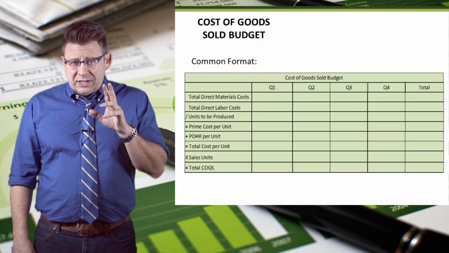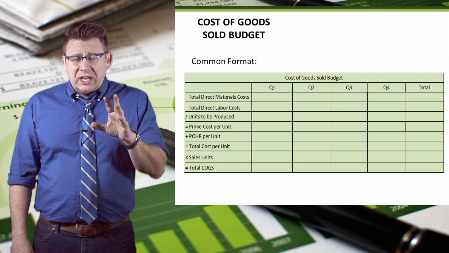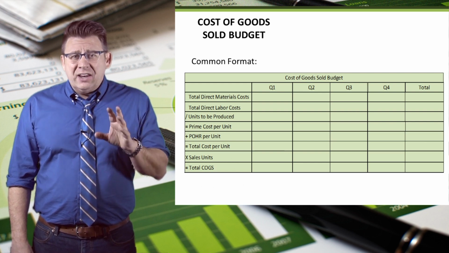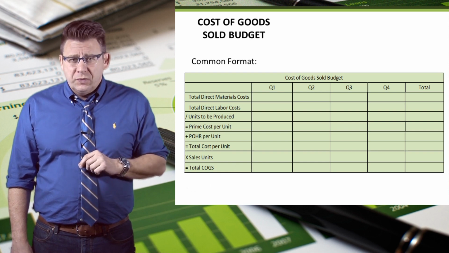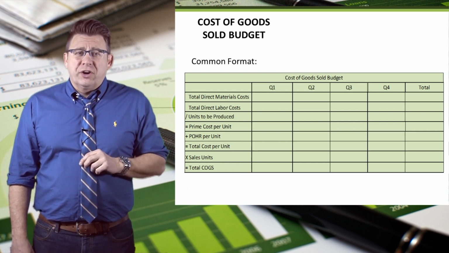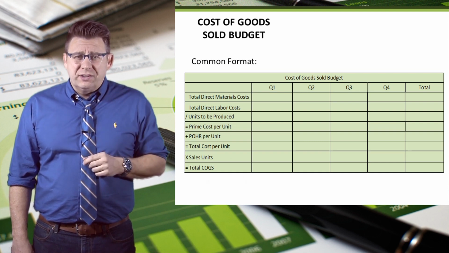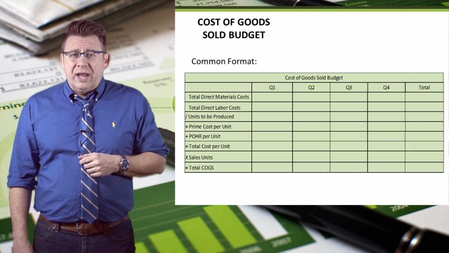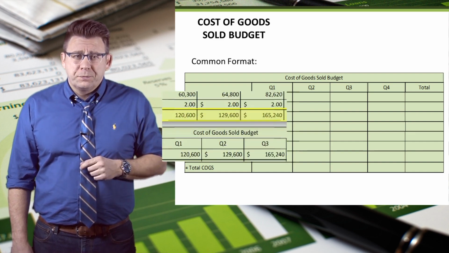One format to determine the cost of goods sold is to take direct materials and direct labor costs, add those, and divide by units produced. Then add manufacturing overhead to that to arrive at a cost per unit. Then multiply that by budgeted sales volume to arrive at cost of goods sold.